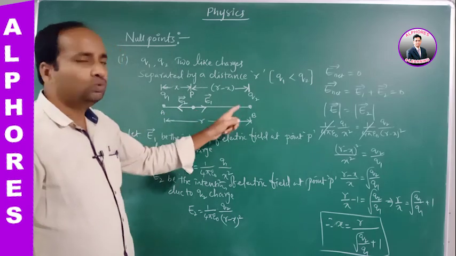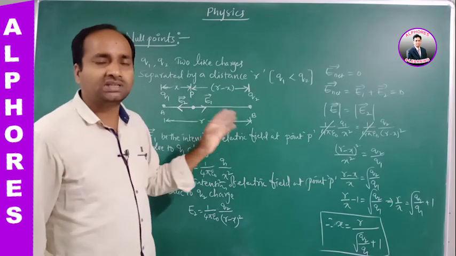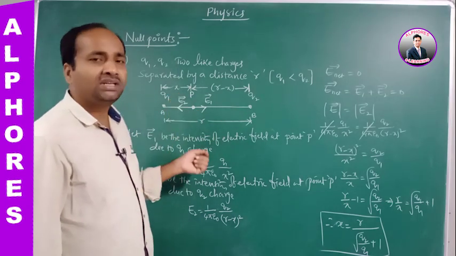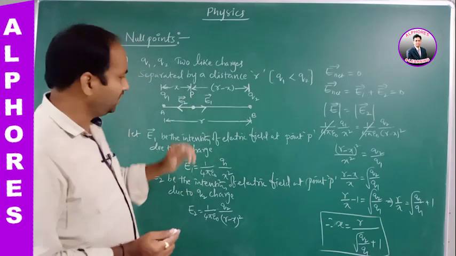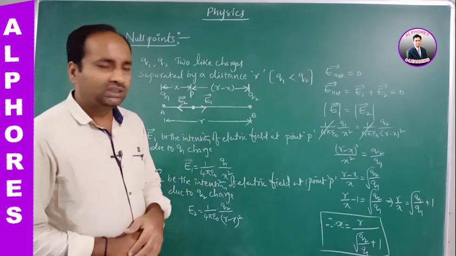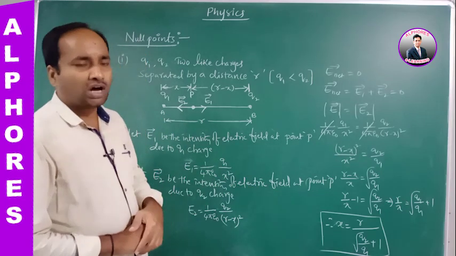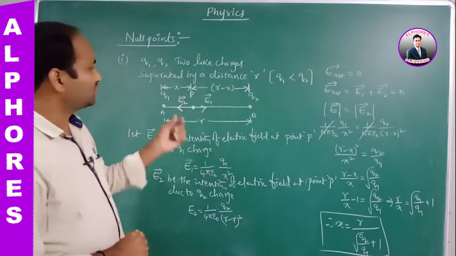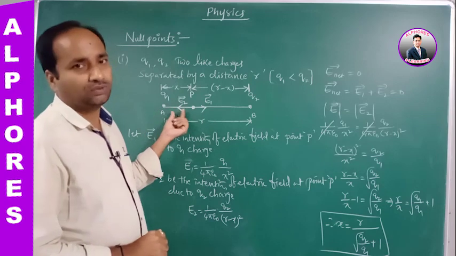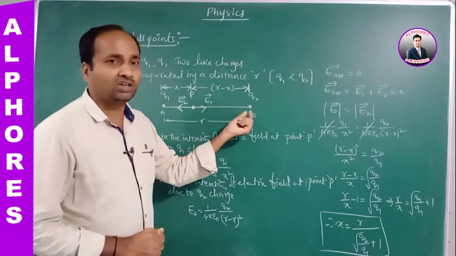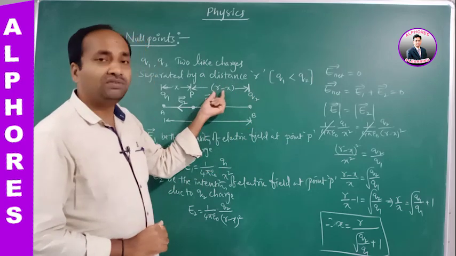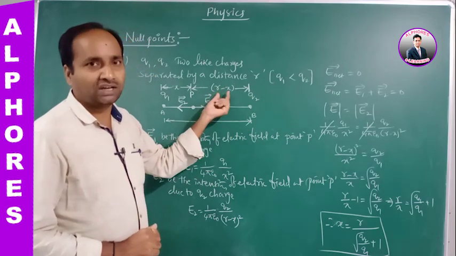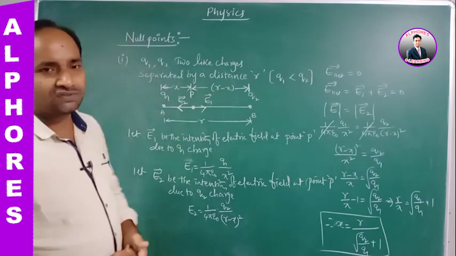When two like charges are separated by a certain distance, the null point is always obtained in between the system of two charges. Okay, what is the position of the null point? x is equal to r by root over q2 by q1 plus 1. This is always from the lesser magnitude. If the question asks for the location of the null point from q2, the higher magnitude, we need to write the r minus x value. Okay, this is case 1.